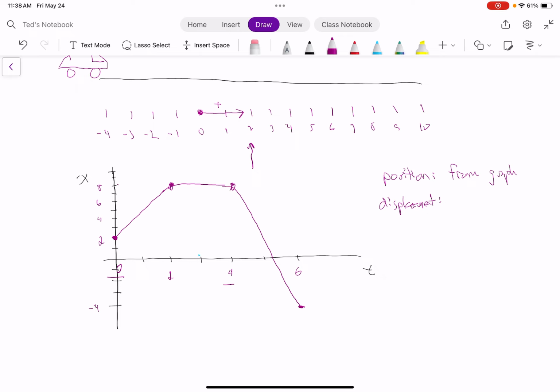So for displacement, we're going to basically read the graph twice. We're going to read the graph to find the final position. We're going to read the graph to find the initial position, and then we can find the displacement by x final minus x initial. Okay, what about average velocity?